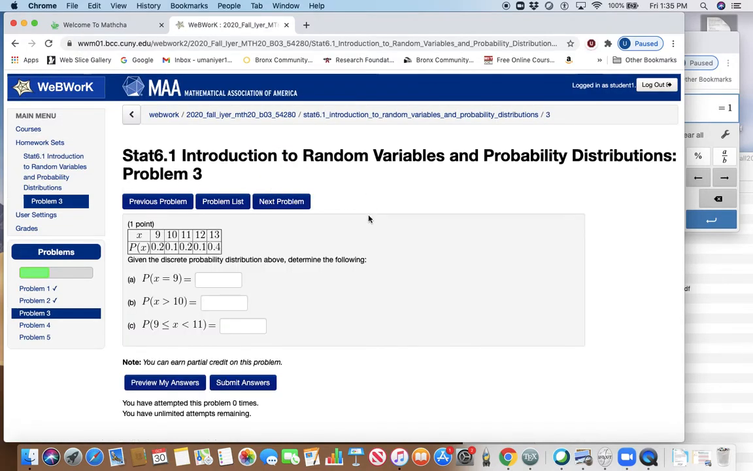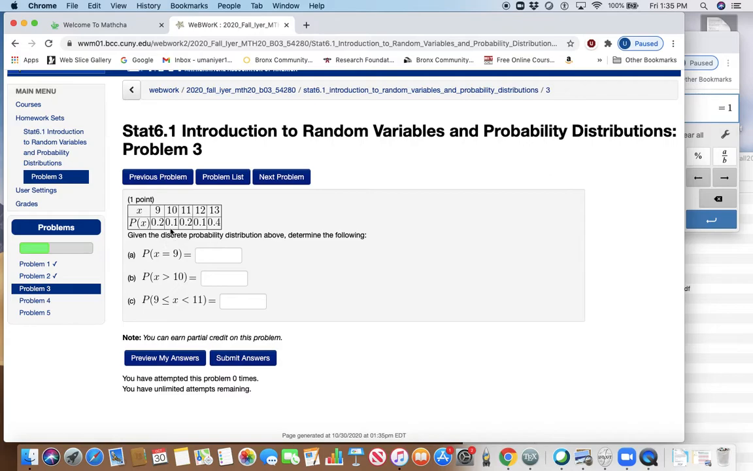Next problem. Given the discrete probability distribution with values 9, 10, 11, 12, 13, you have these probabilities. Determine the following. Probability x equals 9. 9 is here. Its probability is 0.2. Probability x greater than 10. Greater than 10 means 11, 12, 13. So it could be this or this or this. That's what it means. So when you say or, you end up adding these numbers.